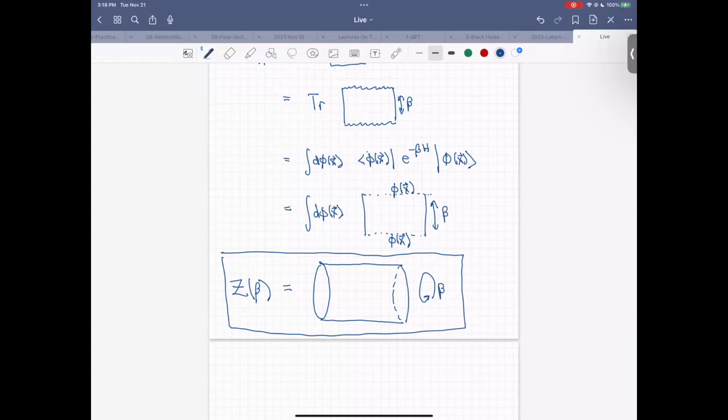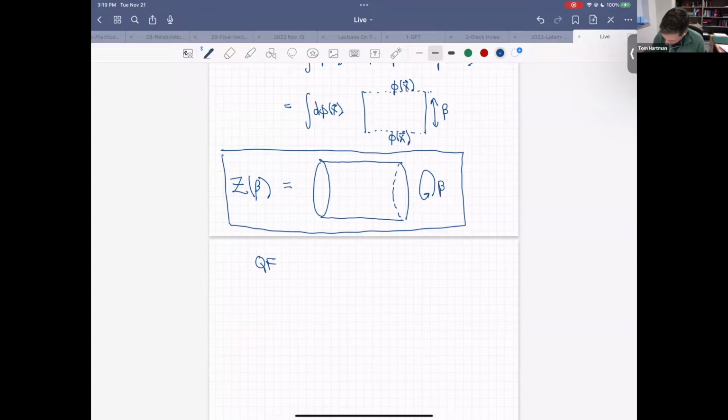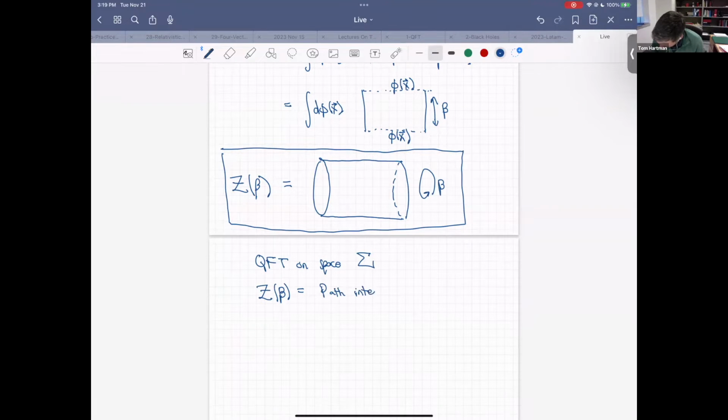Hello, Professor Hartman. What about if the theory has some non-diagonal matrix element? Here I was specifically talking about diagonal. I was only in flat space right now. In general, if you have a QFT on some space sigma, then the thermal partition function Z of beta would be the path integral on sigma times S1 of beta. So you can always get the thermal partition function on some space sigma by multiplying that with the Euclidean time circle with the size of the circle set by the inverse temperature. Does that answer your question?